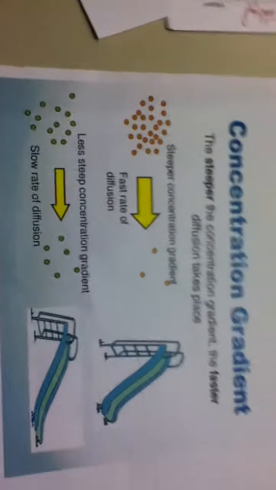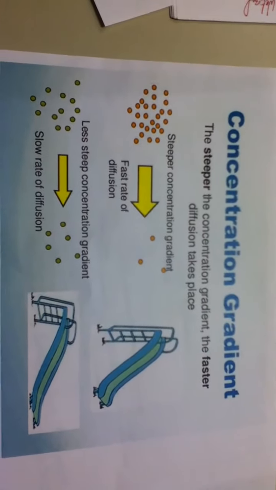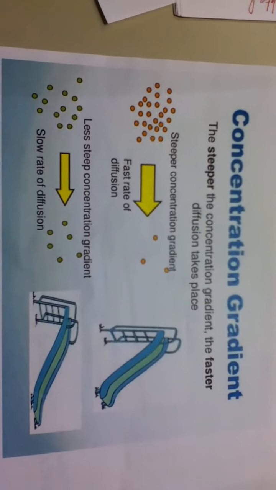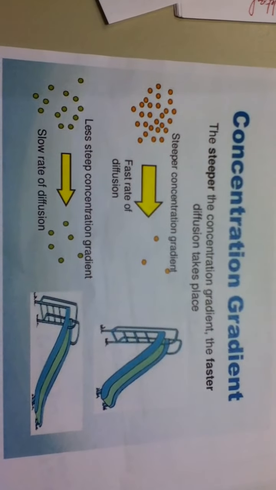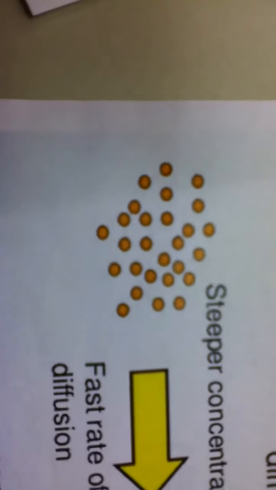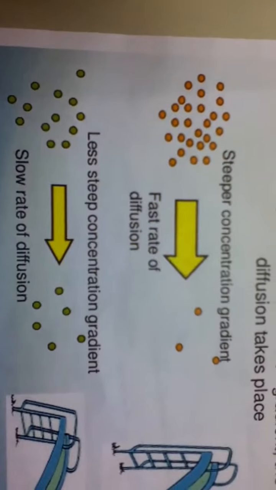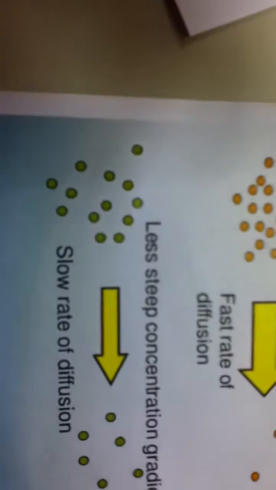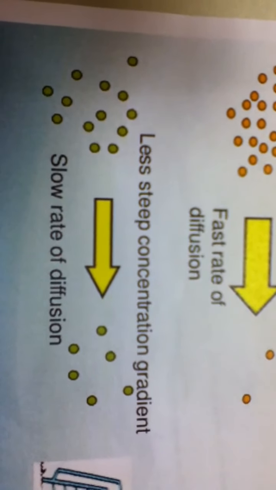This next question about the concentration gradient, I have a picture here for you. This image shows the concentration gradient. The steeper the difference in the concentration gradient, the faster diffusion is going to take place. So if you have a lot of Kool-Aid mix in your water, it's going to diffuse at a really fast rate. If you've already got some Kool-Aid in there, the rate of diffusion is going to slow down.